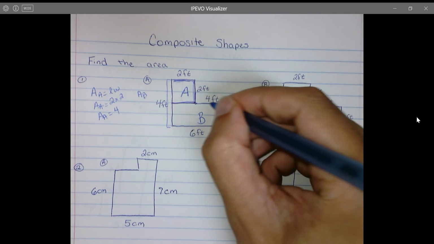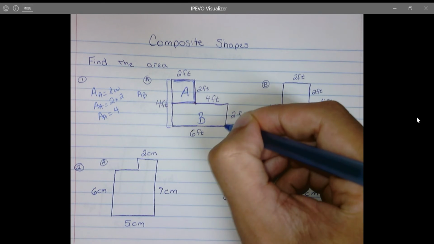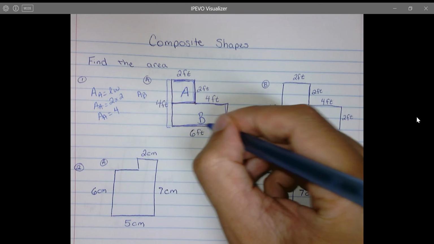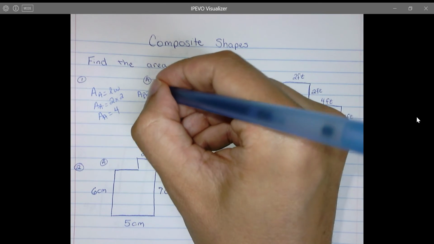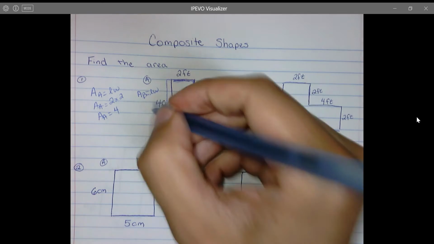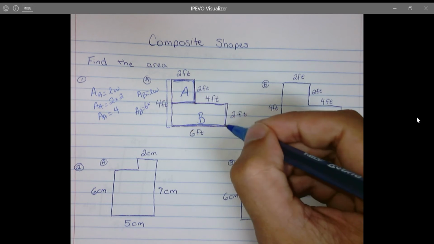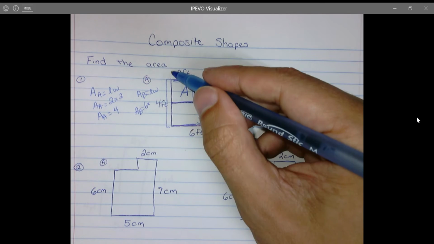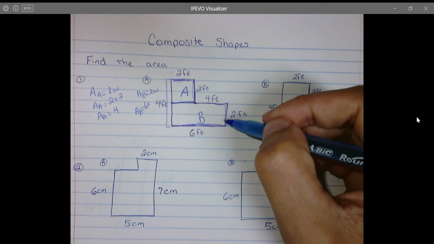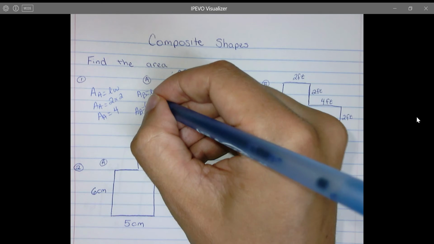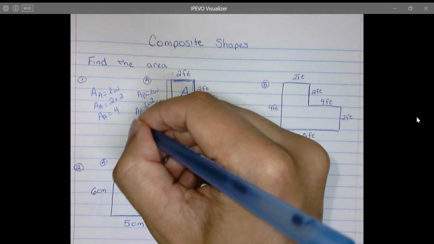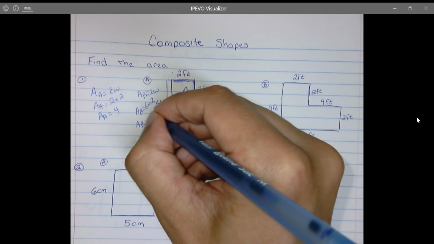So for B, I'm going to be using this one. So how long is this? That's all the way here. So this would be 6. So area of B would be 6 multiplied by, and how tall is it? Again, the 4 is all the way up top. I just want this one side, so that would be 2 feet. So area B would be 6 multiplied by 2, which is 12.